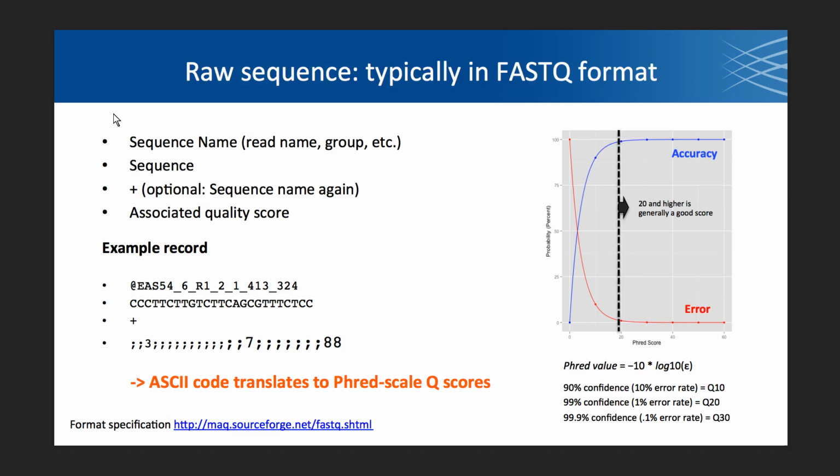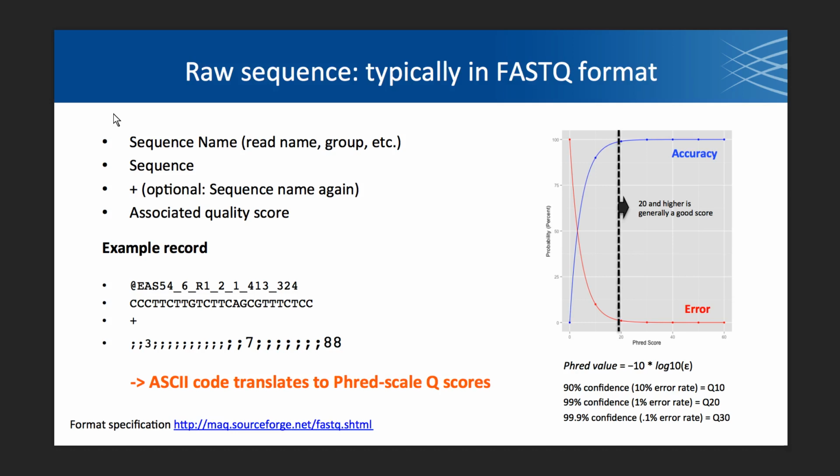So here is an example. You see the name of the read, you see the bases, and then you see qualities. So these qualities are coded. This is ASCII. So the ASCII code, the number that this corresponds to, translates to a Phred-scaled Q-score. Phred-scaled Q-score is basically a log scale. So it's minus 10 times the log base 10 of the error.